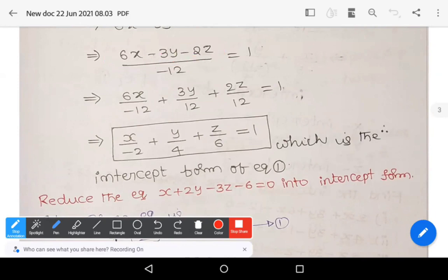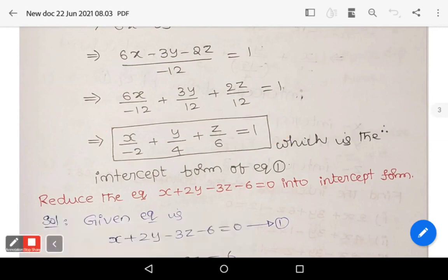You get 6x by minus 12, which gives a plus because of minus here and minus here. So minus, plus 3y by 12, again minus here, plus 2z by 12 is equal to 1. So you get x by minus 2 plus y by 4 plus z by 6 is equal to 1, which is the intercept form of equation 1.